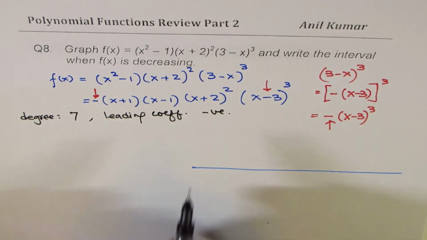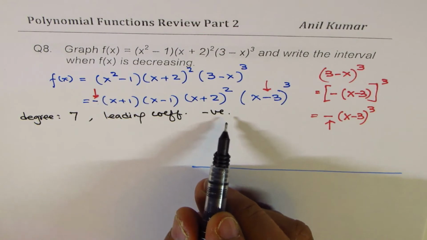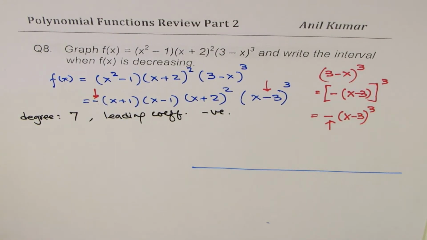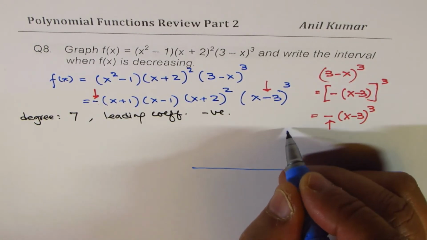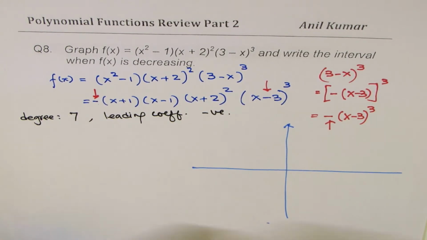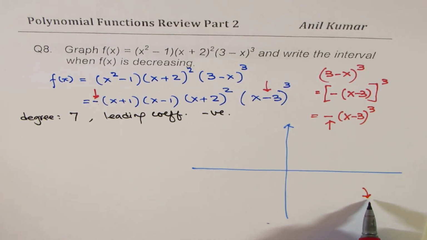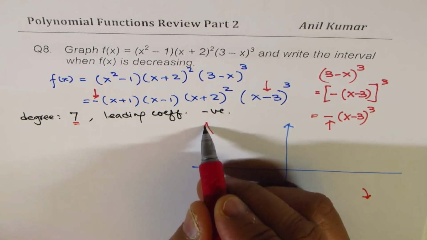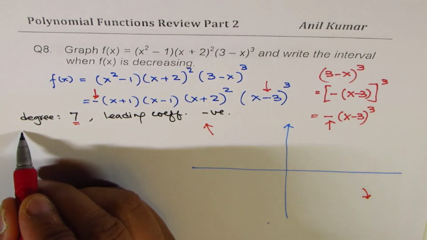Now, if that is the case, then you can decide what the end behavior is. So in that case, the end behavior should be: whenever the leading coefficient is negative, the right side of the polynomial function will be down. Since the degree is odd, the ends are opposite, right? So we have right down.